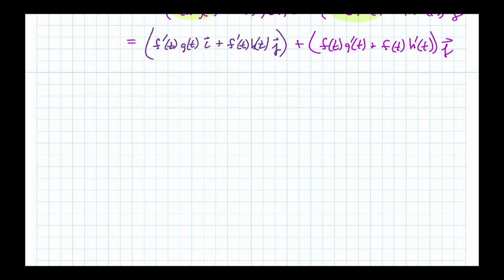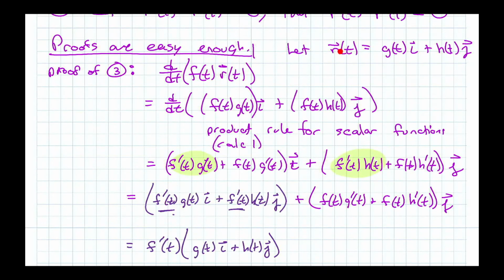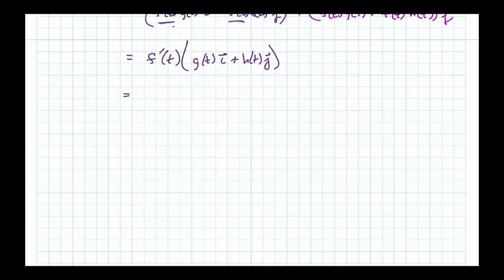And then what you can realize on these is that here they both have an f prime. So that's like f prime of t times g of t i plus h of t j. And let's just keep going. And this right here, g of t i, h of t j, that was the original r. So that's f prime of t r, right?